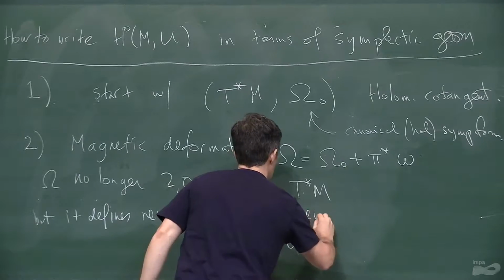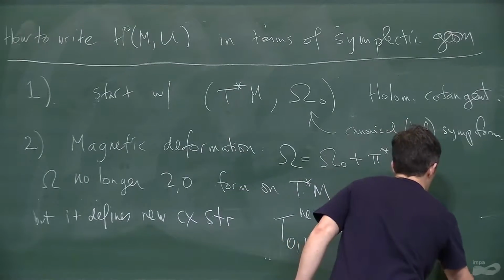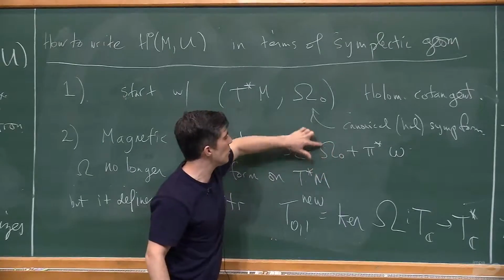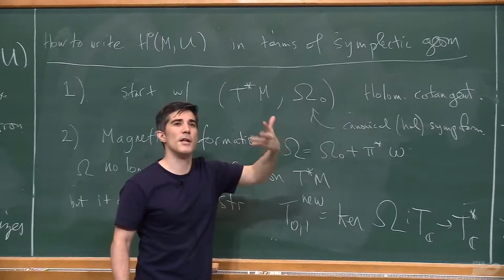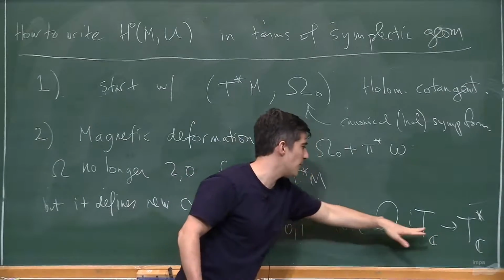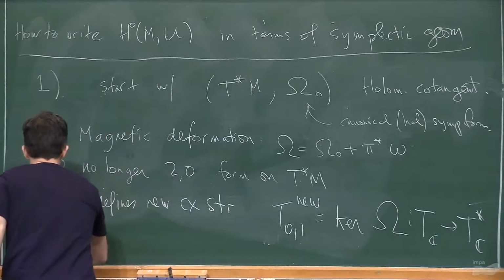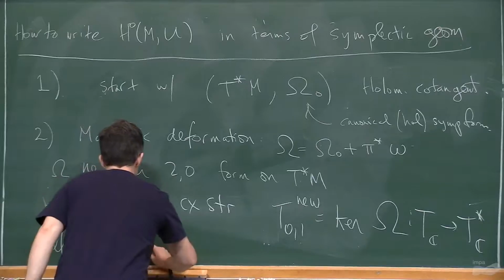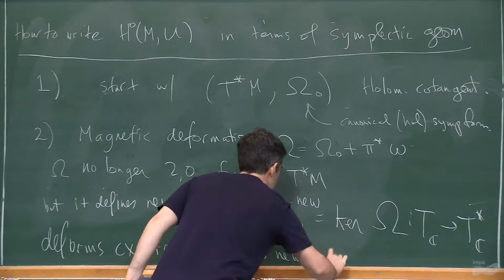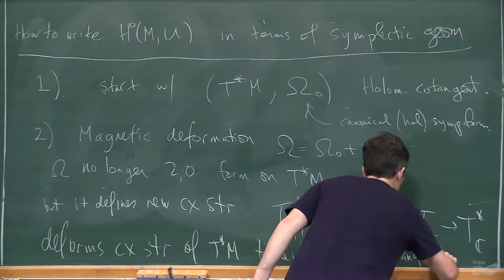The kernel of this new 2-form. So in the original, this was a 2-0 form. So the kernel, the vector fields that interior product to be 0, are the 0-1 forms. But now the kernel of this, whatever it is, will be my new 0-1 forms, and it will be the new complex structure. So this deforms the complex structure of the cotangent bundle of M to a new one. And this is called the twisted cotangent bundle.